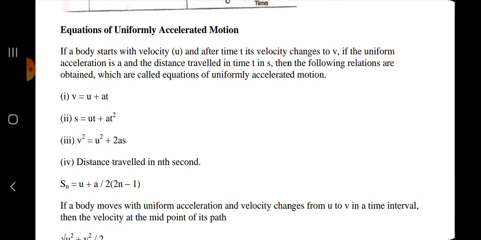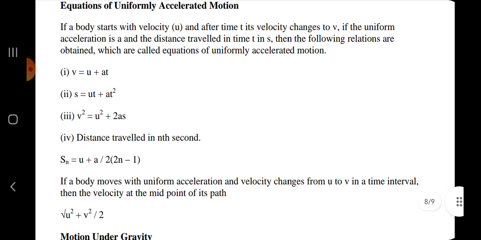Equations of uniformly accelerated motion. If a body starts with velocity u and after time t, its velocity changes to v. If the uniform acceleration is a and the distance travelled in time t is s, then the following relations are obtained, which are called equations of uniformly accelerated motion. First equation of motion is v equals u plus at. Second is s equals ut plus half at square. Third is v square equals u square plus 2as.